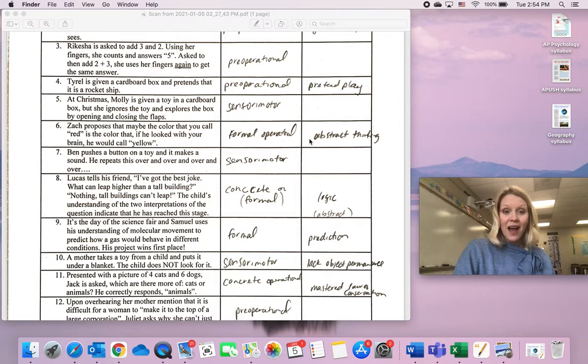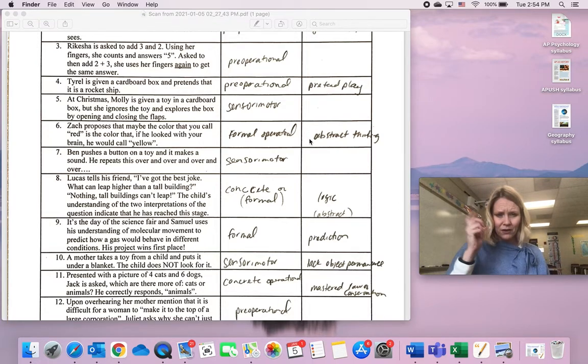Lucas tells his friend, "I've got the best joke. What can leap higher than a tall building?" Nothing. Tall buildings can't leap. The child's understanding of the 2 interpretations of the question indicates that he has reached this stage. I'd say concrete. You could probably make the argument for formal as well. Concrete is that he's reached the logic stage because tall buildings can't leap, but maybe even the formal stage where it's more kind of abstract thinking.